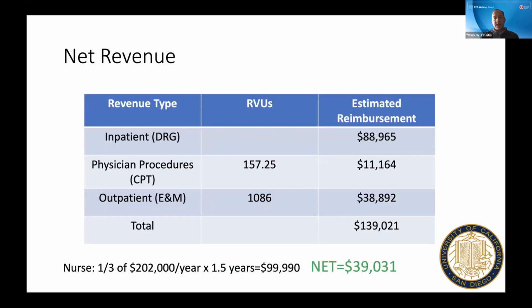And so when we did the net revenue of the program, we were in the black. Here it's green, mostly because of the procedures, but also because of the outpatient E&M. We did not include the cost of the scans in this analysis, which would improve the numbers as well.